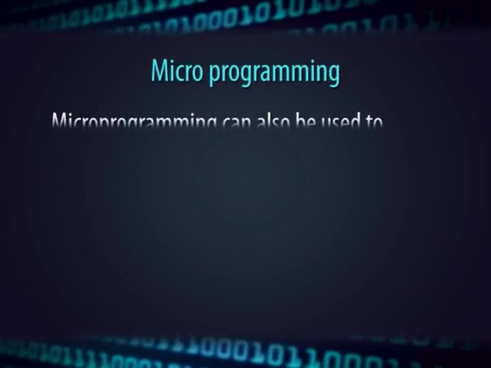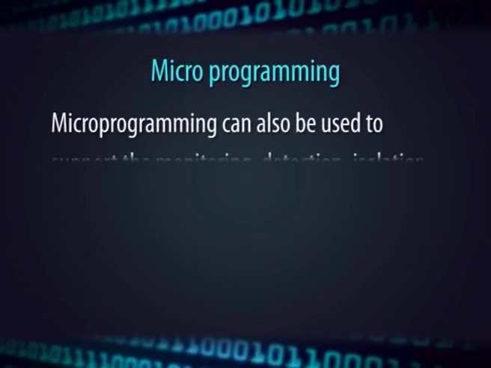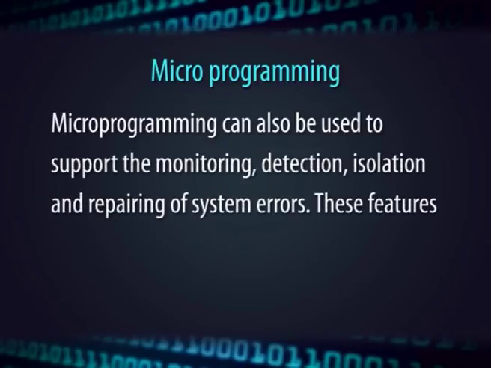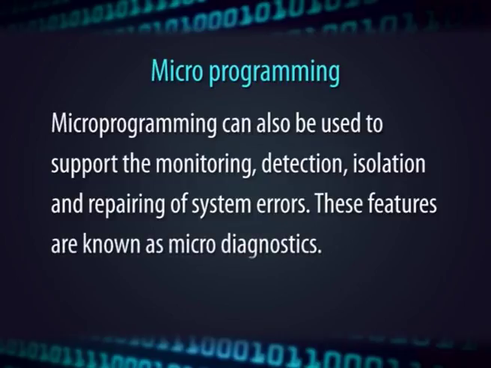Microprogramming was also used in earlier microprocessors to support the monitoring, detection, isolation and repairing of system errors. These features are known as micro diagnostics. During the execution of the CPU, if a fault occurs, then the fault detection logic, fault isolation logic and self repairing of faults can be directly implemented as firmware, as a microprogram, using microprogramming techniques.